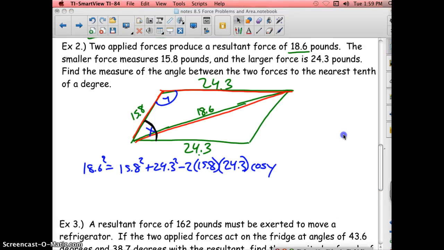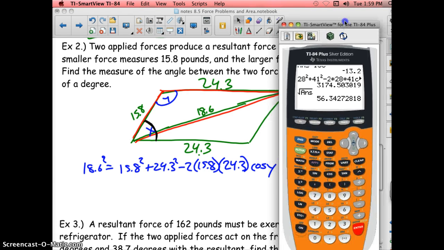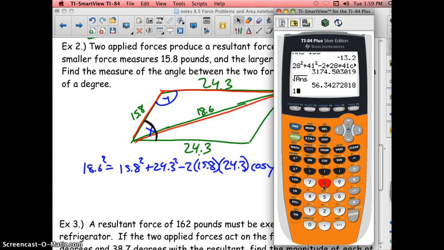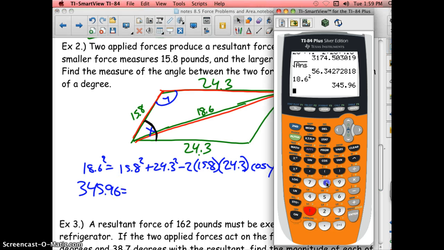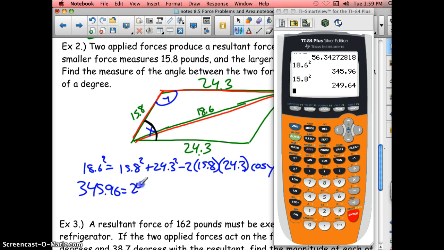I'm going to start evaluating some of this stuff, right? 18.6 squared is 345.96. And that equals 15.8 squared, which is 249.64. Plus, I need 24.3 squared.